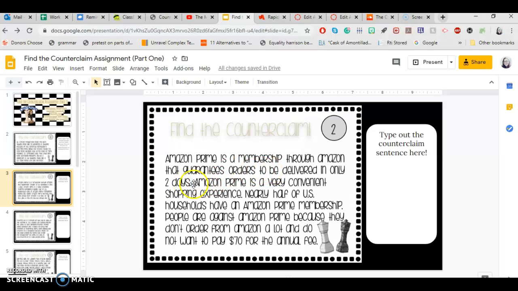and the membership. So what is the claim? Well, it seems to me that this person thinks that Amazon Prime is super convenient and it's a very good thing. So then you need to go in and find the opposite. So what is the counterclaim? What might somebody who believes the opposite of that think?